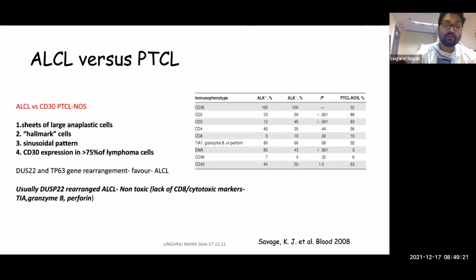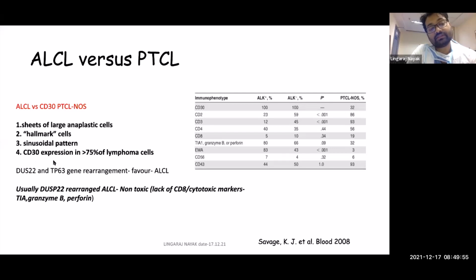Now, as I was coming here, in this ALCL, I discussed in my previous slide about PTCL NOS and ALCL. So PTCL NOS was, as I said, a waste basket group where ALCL became a different entity, ALK negative ALCL. So it is important to differentiate these two entities because the approach of treatment and prognostication is entirely different. These are typical features of ALK negative ALCL. If ALK is positive, the confusion is not there. When ALK is negative, then it becomes important to differentiate these two entities.